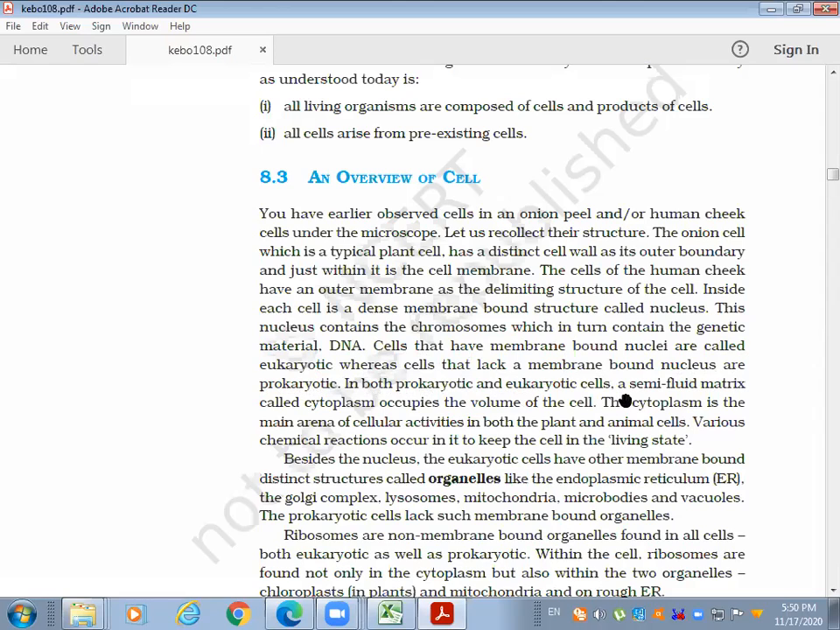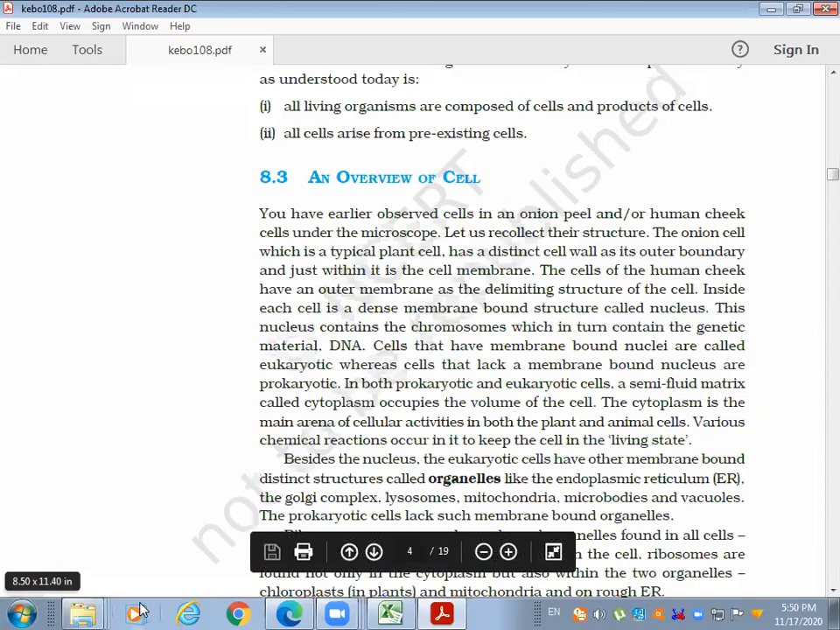In both prokaryotic and eukaryotic cells, a semi-fluid matrix called cytoplasm occupies the volume of the cell. The cytoplasm is the main arena of cellular activities in both plant and animal cells. Various chemical reactions occur in it to keep the cell in the living state.